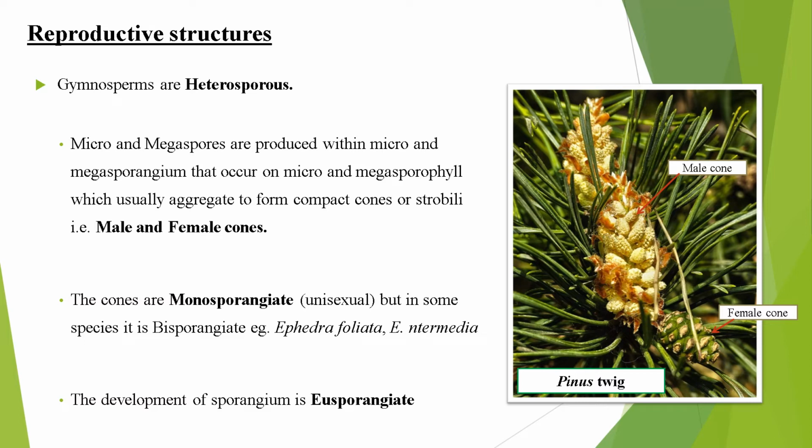The cones are monosporangiate, that means they are unisexual, or we can say microspores are formed in separate male cone and megaspores are formed in separate female cone. Here you can see the picture of male and female cone of Pinus. Male cones are produced in clusters and are more in number as compared to the female cones. The development of sporangium is eusporangiate type, that means sporangium develops from group of cells rather than a single cell.